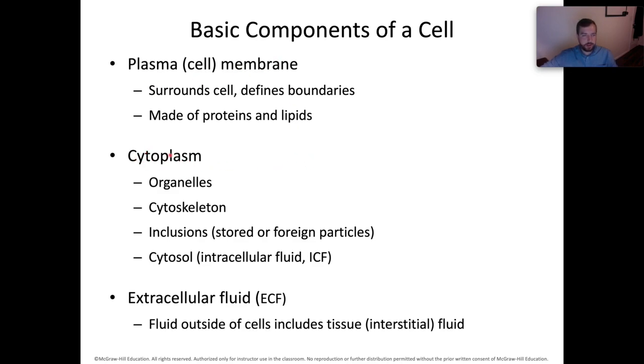So cyto meaning cell, and then plasm is the liquid within that. And the cytoplasm contains a bunch of different things. It contains organelles, the cytoskeleton, which helps give the cell its structure and its shape, inclusions, which are stored or foreign particles that are sort of granulated, and then the cytosol.